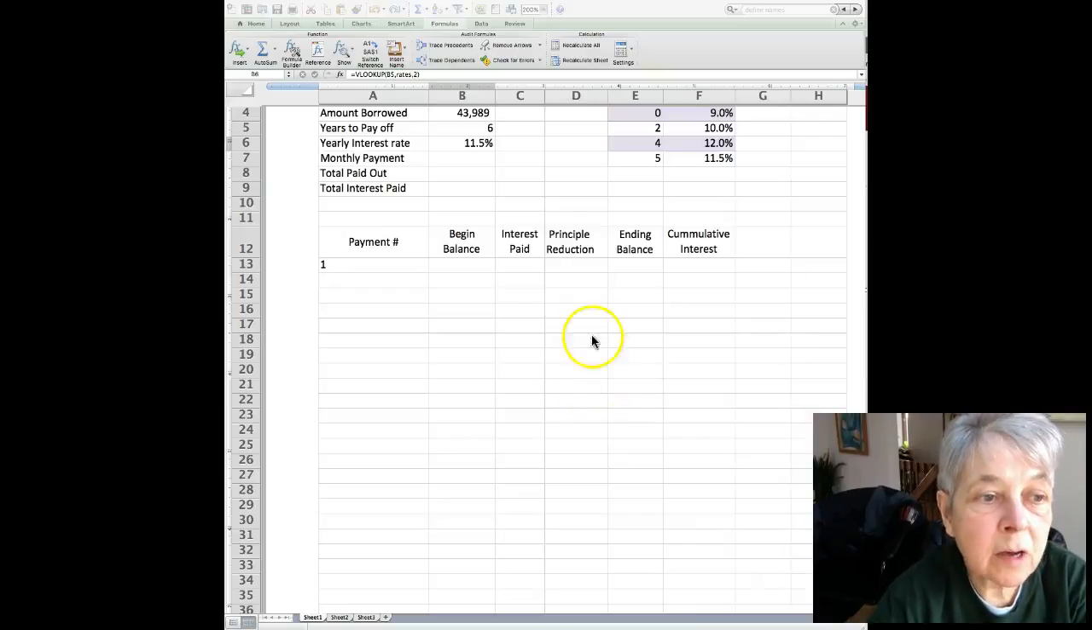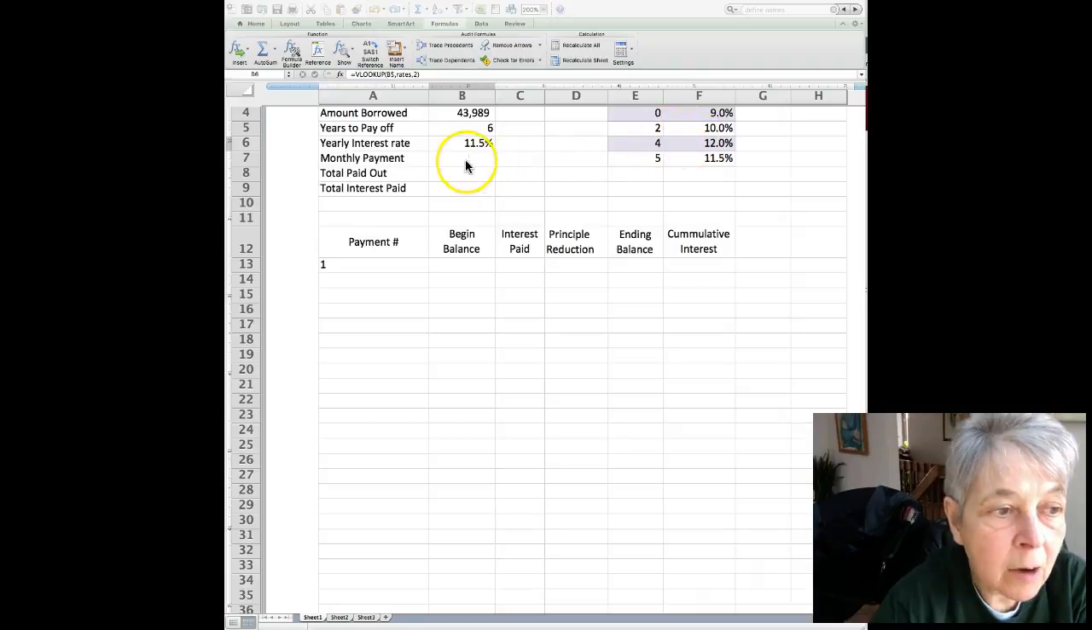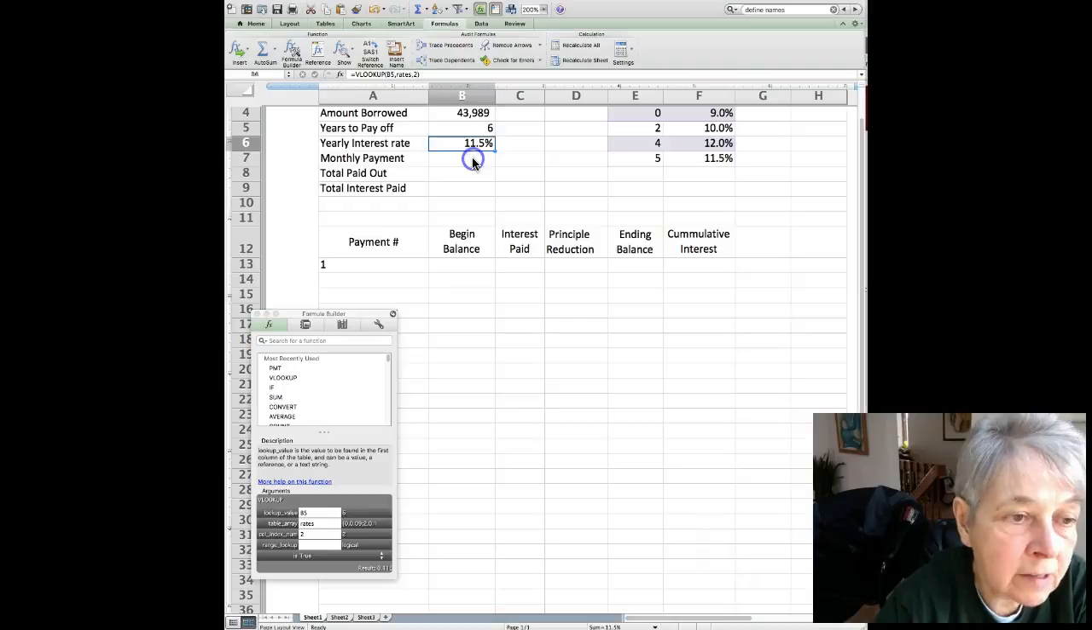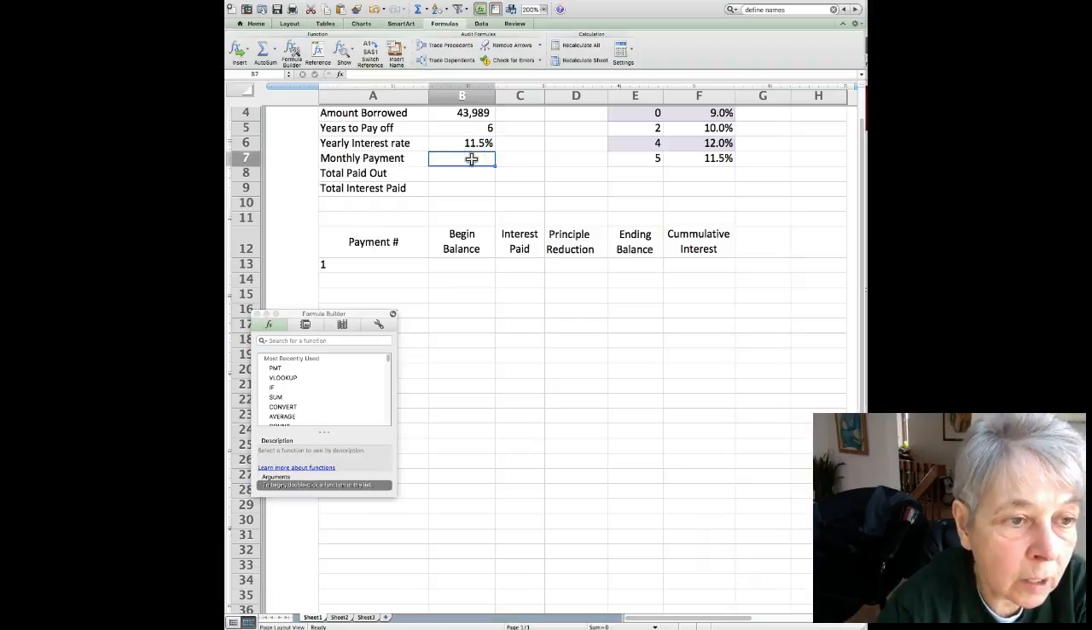So we did the yearly interest rate with a VLOOKUP. Now we're going to do the monthly payment. So step 1 is always to get into the cell where you want to do your work. Step 2 would be get the payment function.